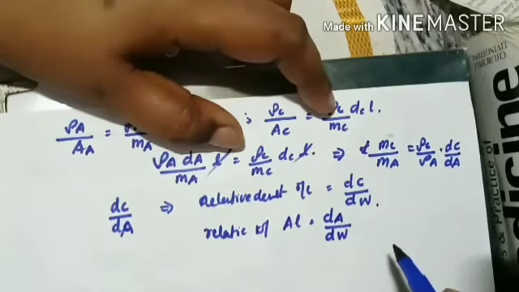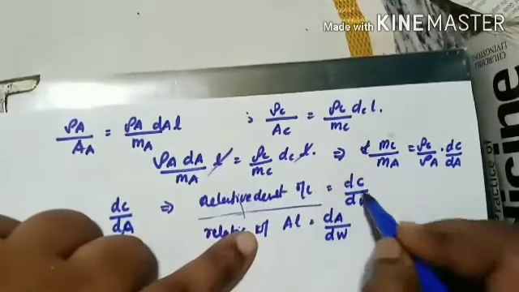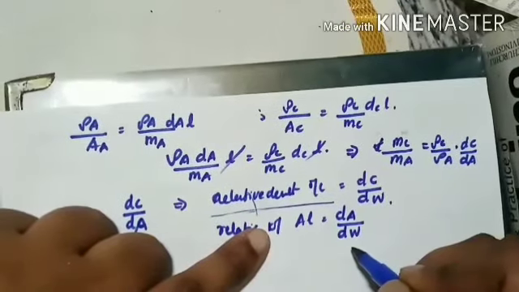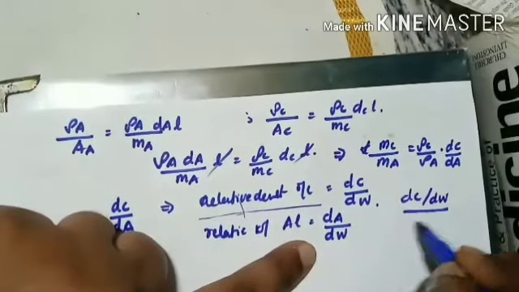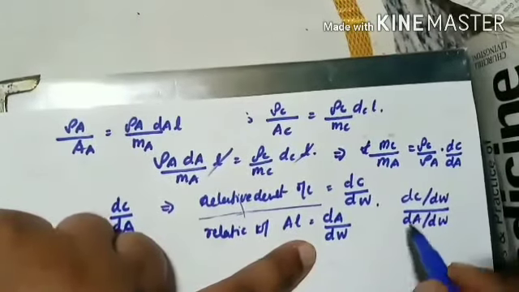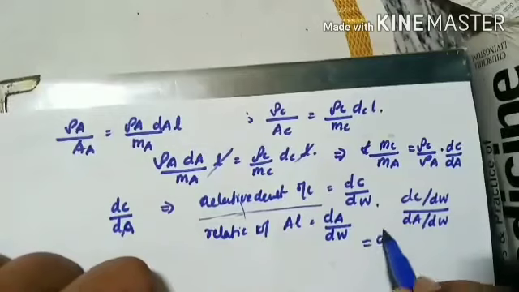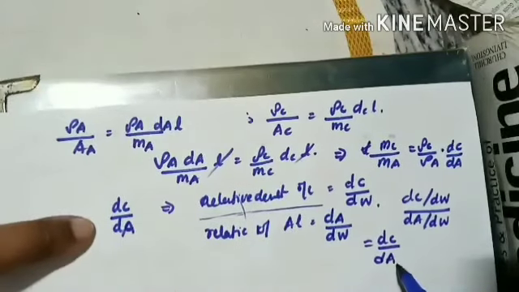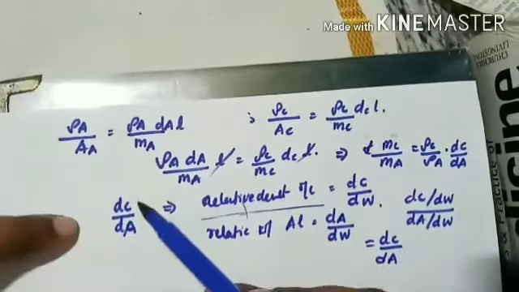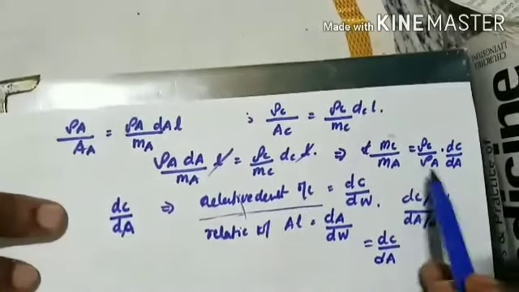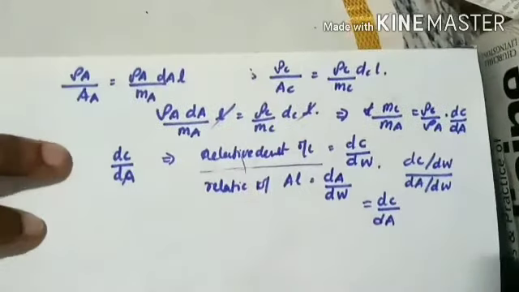What happens if I find the ratio of these two? dC by dW whole divided by dA by dW. So what would the ratio be? You can do it by yourself. Tell me the answer. It is dC by dW divided by dA by dW. dW goes off and there will be only dC by dA, right? That is your LHS, dC by dA. So if you find the ratio of relative density of copper and relative density of aluminium, you get the density of copper by density of aluminium. Clear?